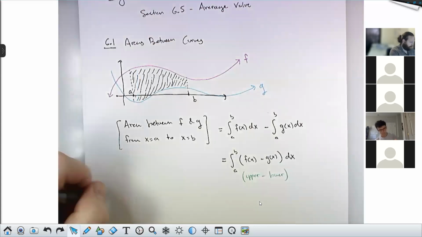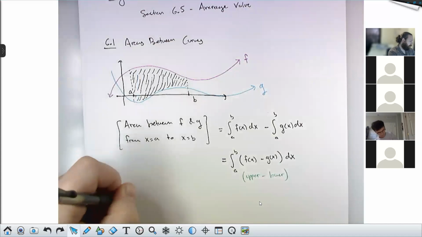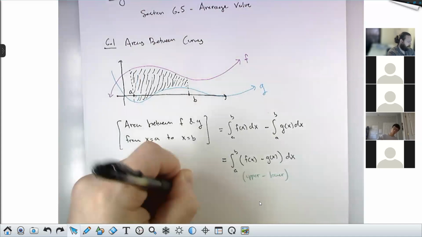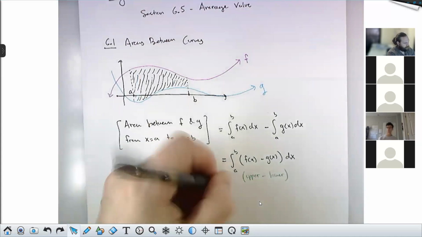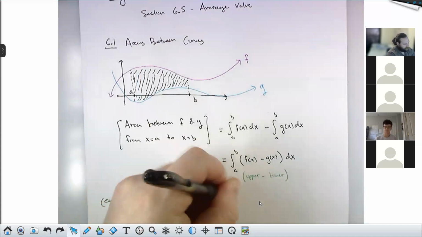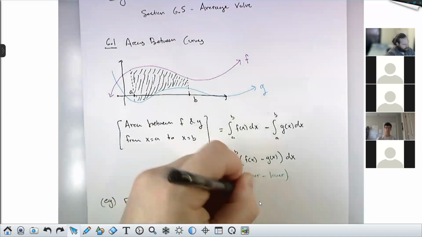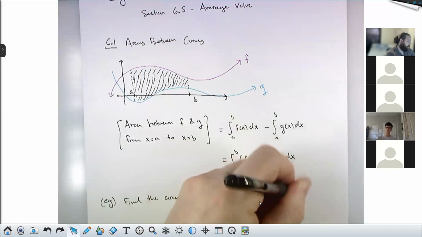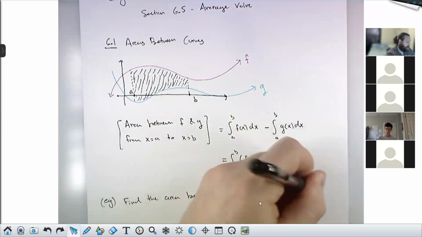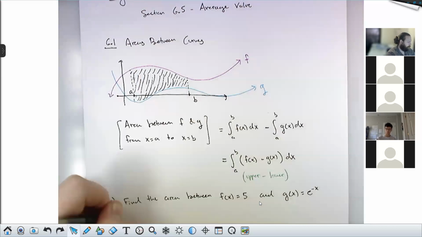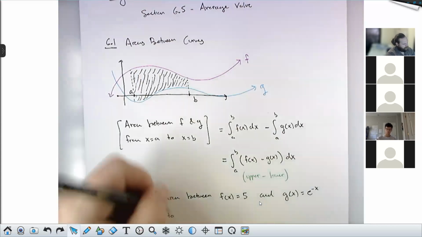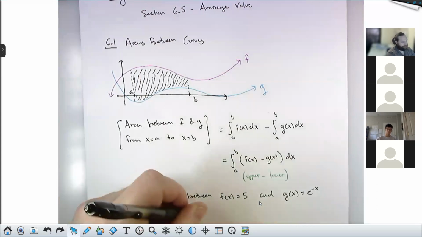A nice simple example, I might find the area between the constant function f of x equals 5 and the function g of x equals e to the negative x from x equals 0 to x equals 3.